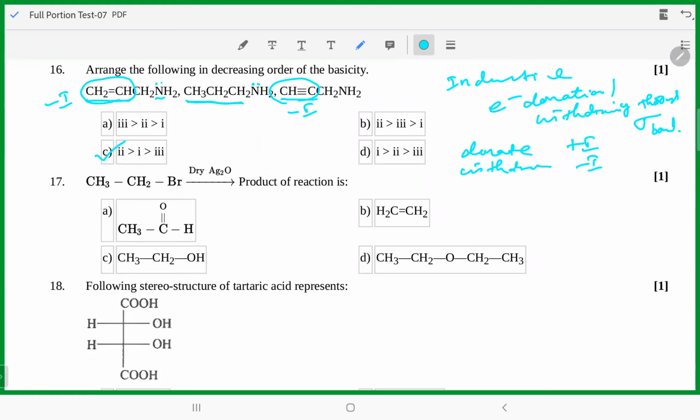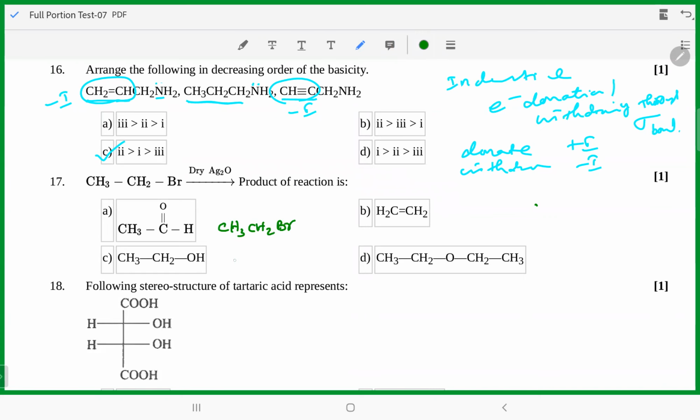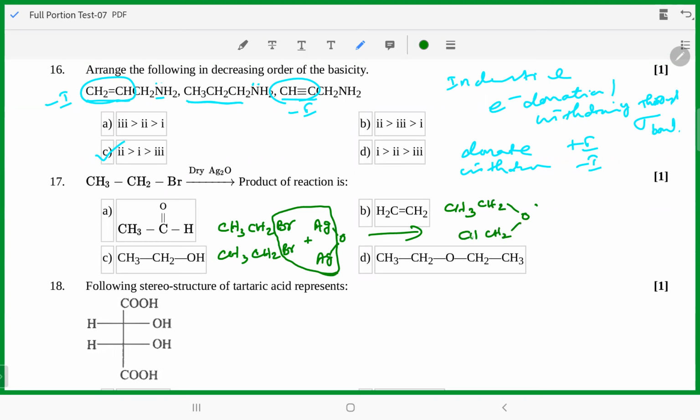CH3CH2Br in dry Ag2O, it will give aldehyde, ketone, aldehyde, alcohol, ether and alkenes. Which one will come? When you take CH3CH2Br, CH3CH2Br, then Ag2O. Okay, when you put it like this, it will take AgBr, then it gives CH3CH2OCH2CH3. So the answer is D. Okay, clear?